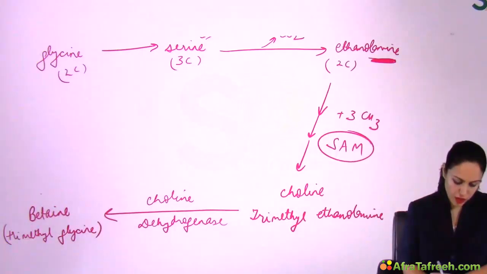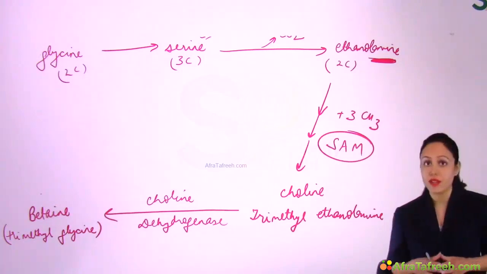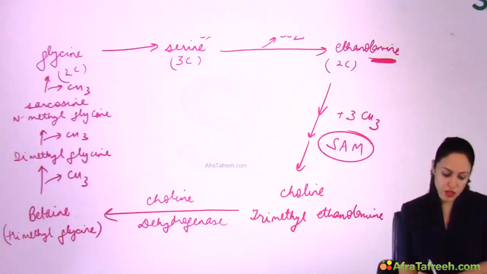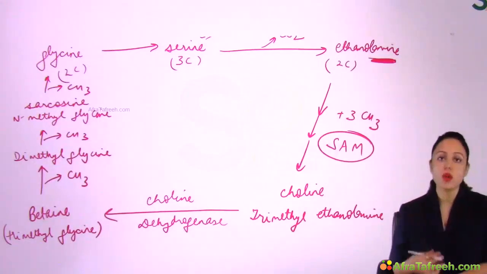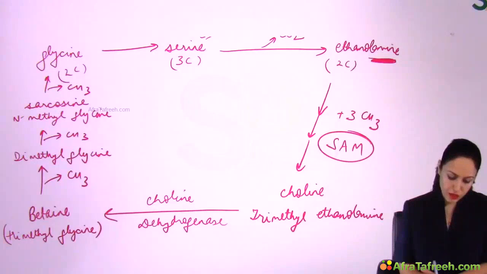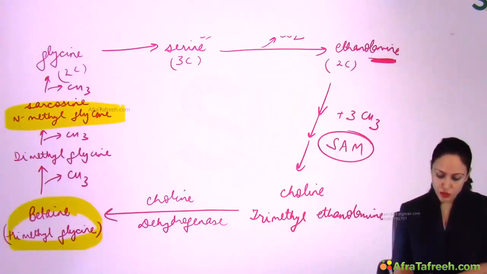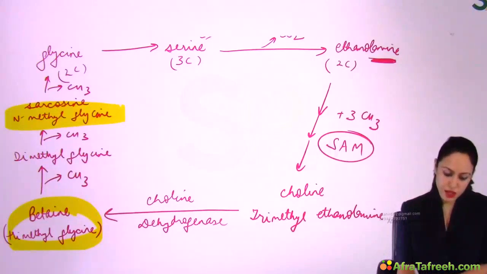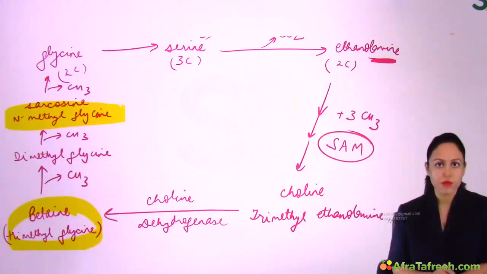Now from trimethyl glycine, when we remove one methyl group, we get dimethyl glycine. From dimethyl glycine one more methyl group is removed and we get N-methyl glycine, which is also known as sarcosine. From sarcosine one more methyl group is removed and we get glycine. So sarcosine is N-methyl glycine. These are all asked as MCQs. Betaine is trimethyl glycine. Choline is trimethyl ethanolamine. And serine on decarboxylation will give ethanolamine, right?